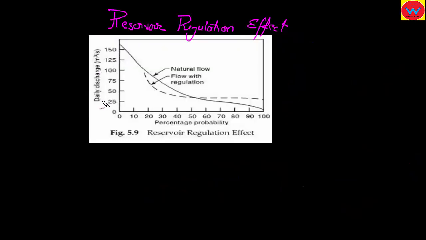This is a graph representing the effect of reservoir regulation. That is, when the water is diverted through a reservoir or a dam, then what happens is shown in this discharge frequency graph. For example, this line is your natural flow. But for flow with regulation, you have smoothing of your peak. Basically your discharge value becomes constant, almost a horizontal line.